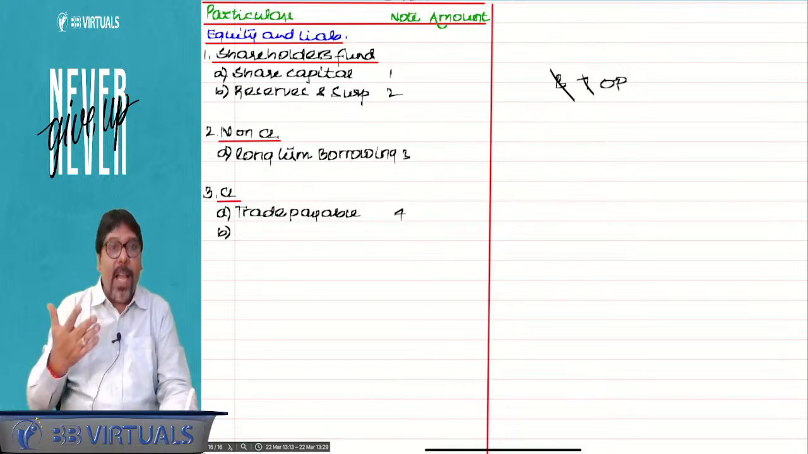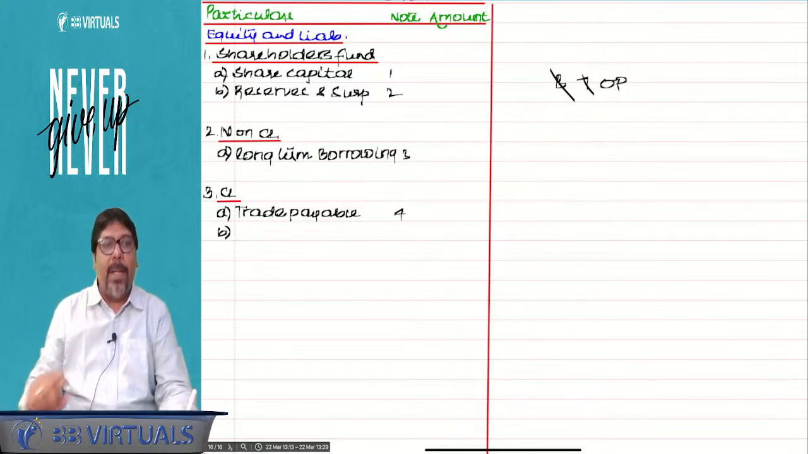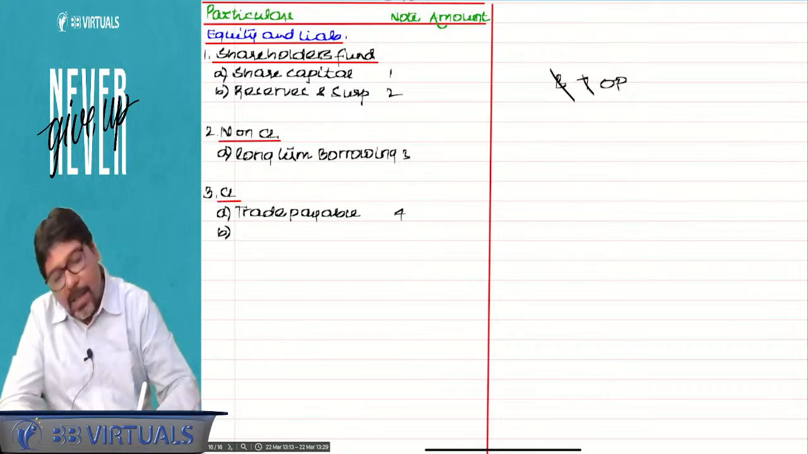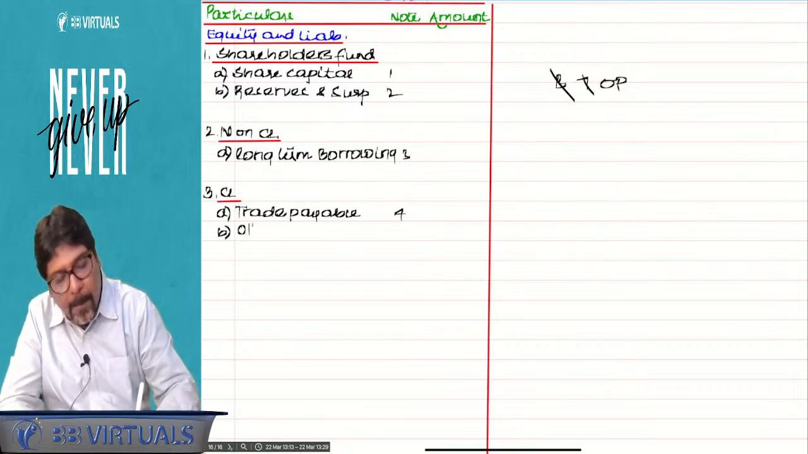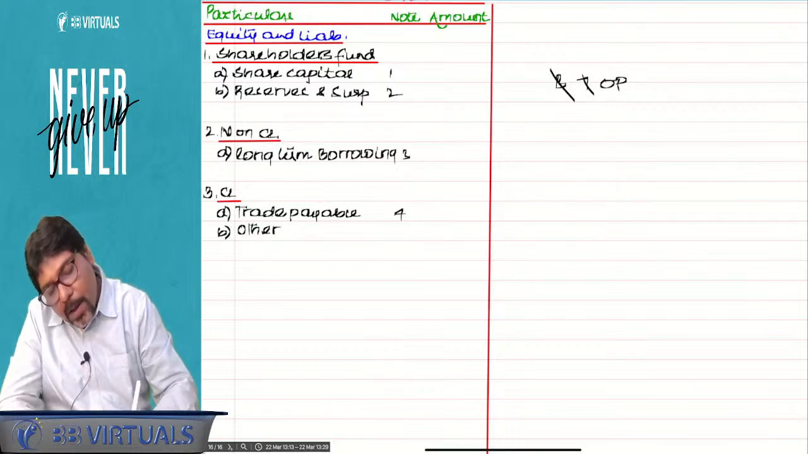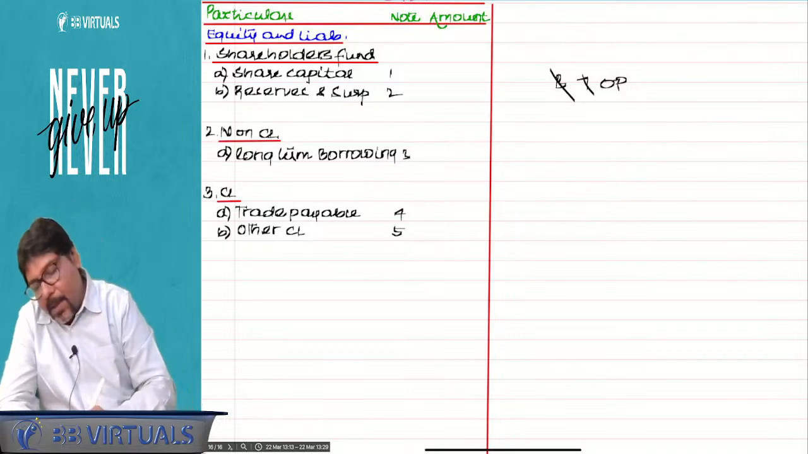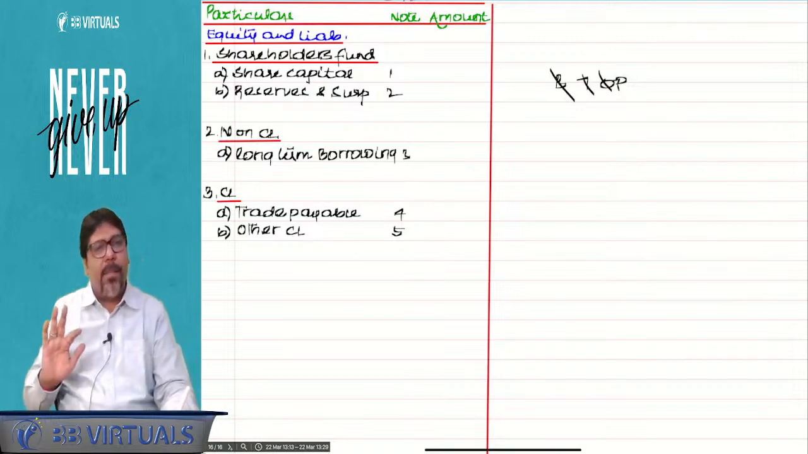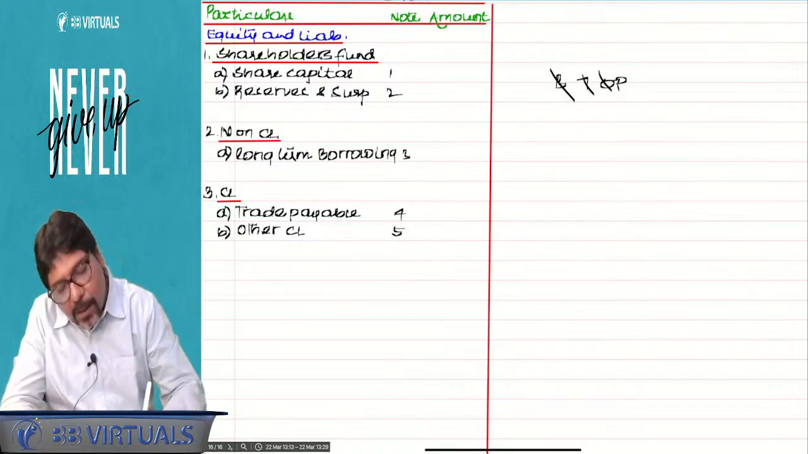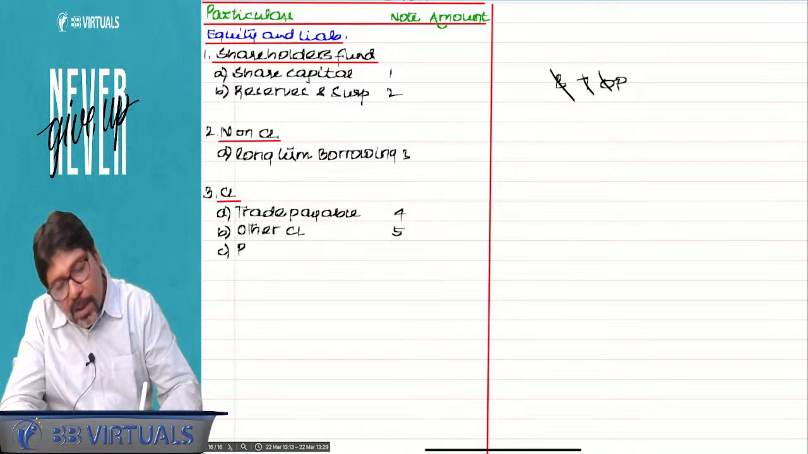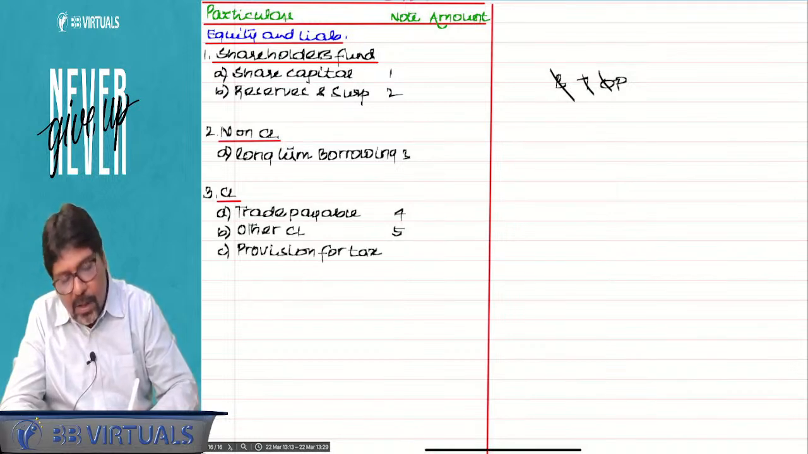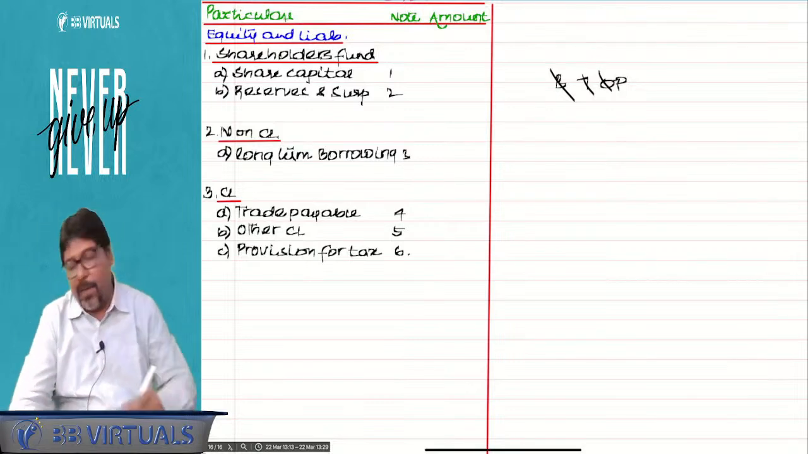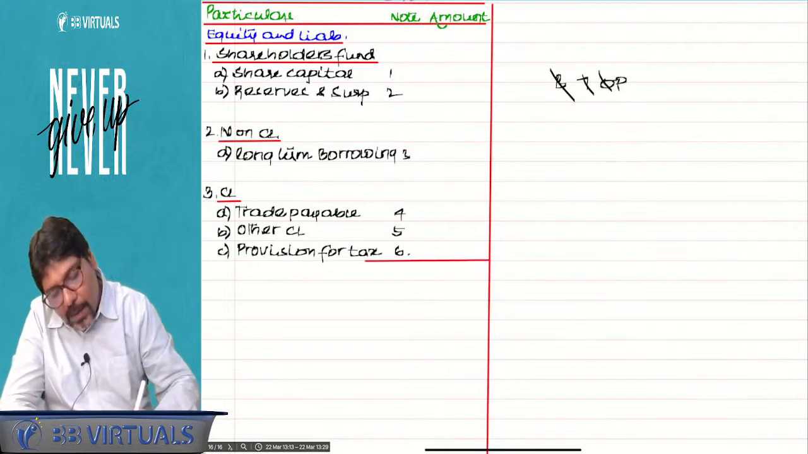Other current liabilities, do you have? Yes, maybe you have outstanding debenture interest. Yes, outstanding debenture interest. So other current liabilities. Correct. Then short-term provisions. Do you have short-term provisions? Yes, sir. Provision for tax you are supposed to create. Wonderful. You're a champion. Provision for tax. So with that we come to the end of liabilities.